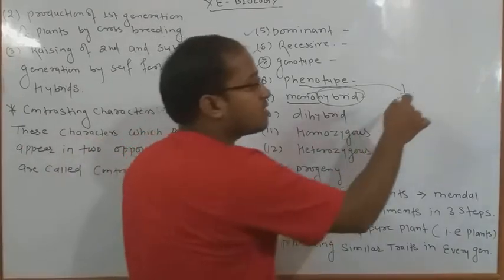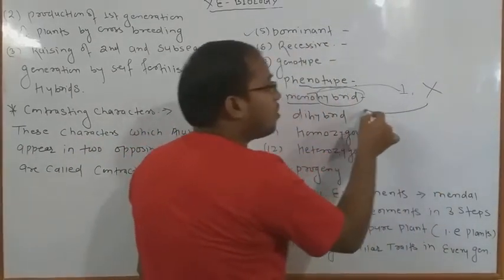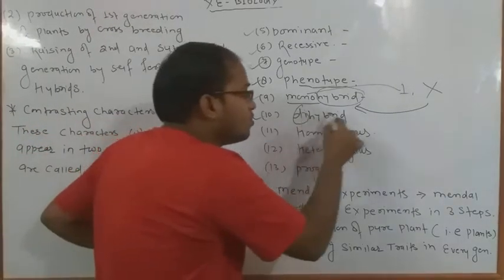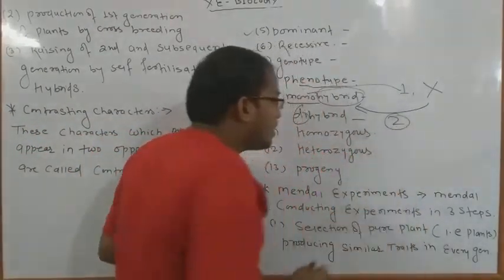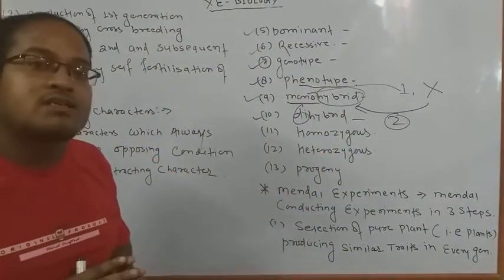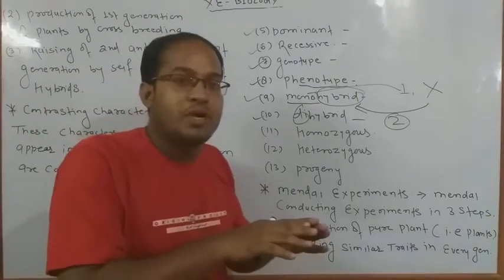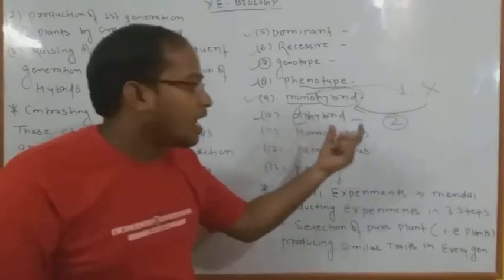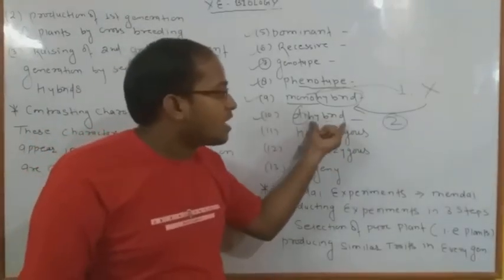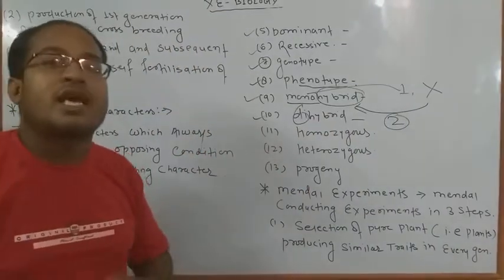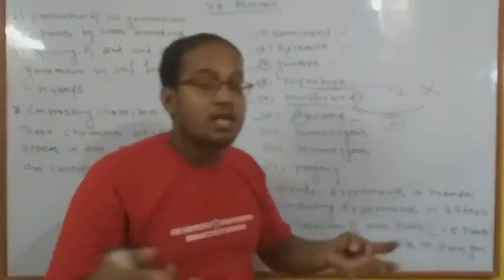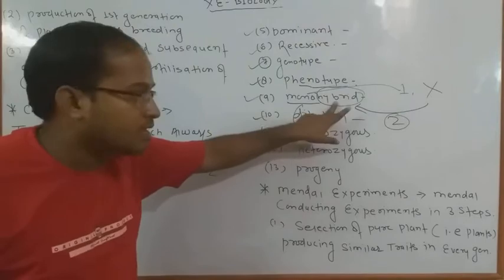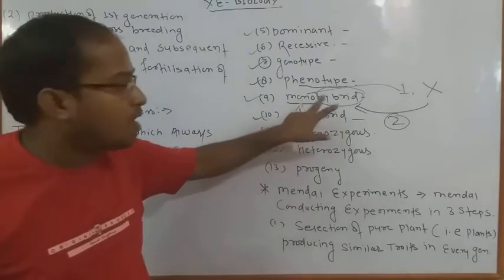जब एक character के बीच में cross होगा, that is called monohybrid cross. And di means दो, ठीक है, di means two. When two different characters are involved in breeding, it is called a dihybrid cross. Here di means two, and in Mendel's experiment hybrid means characters, not hybridization. ठीक है, development part नहीं, hybrid means characters. Mono means single, hybrid means characters.